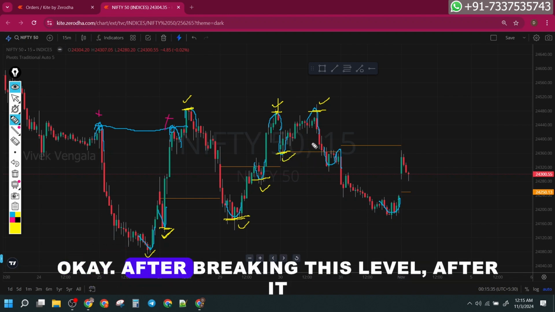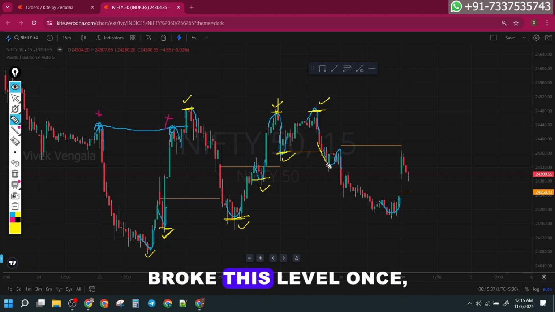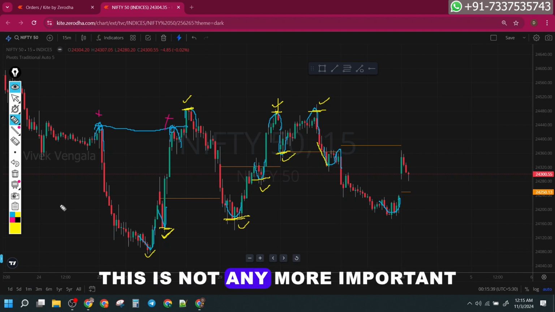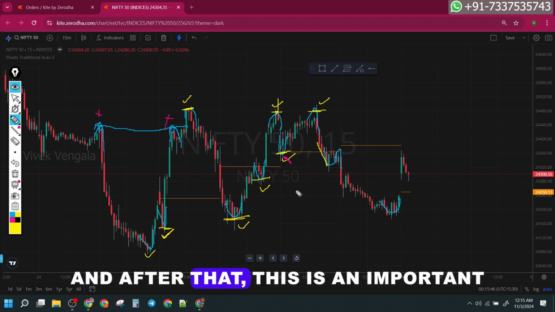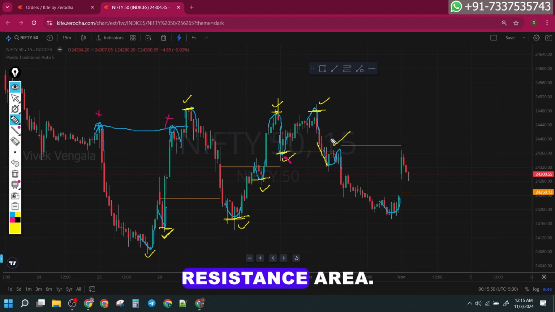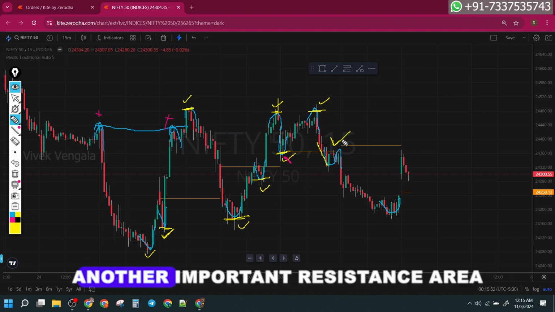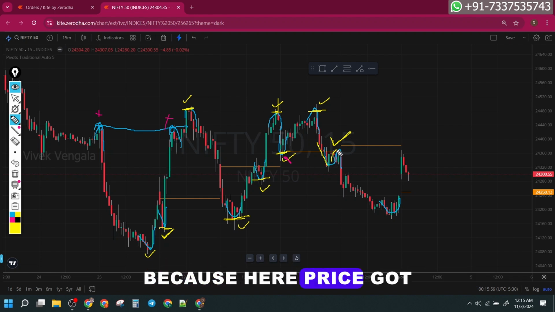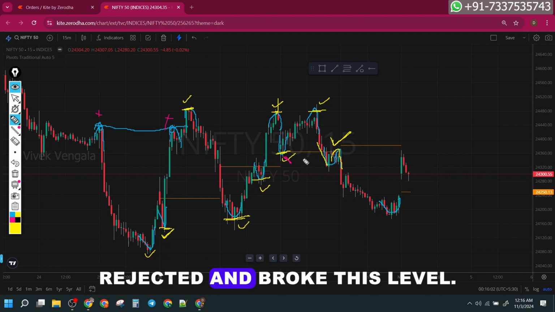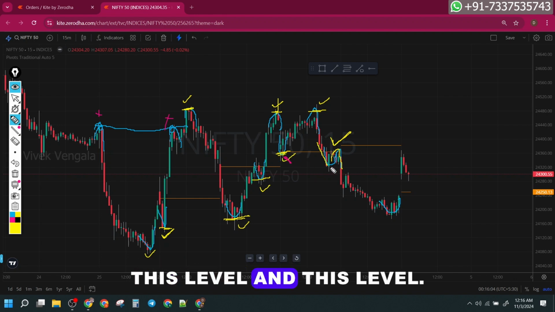Okay, after it broke this level once, this is not anymore an important support area. That you should understand. And after that, this is an important resistance area. This is another important resistance area, because here price got rejected and broke this level and this level.